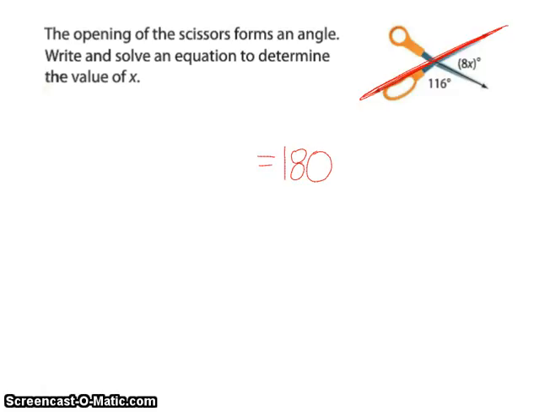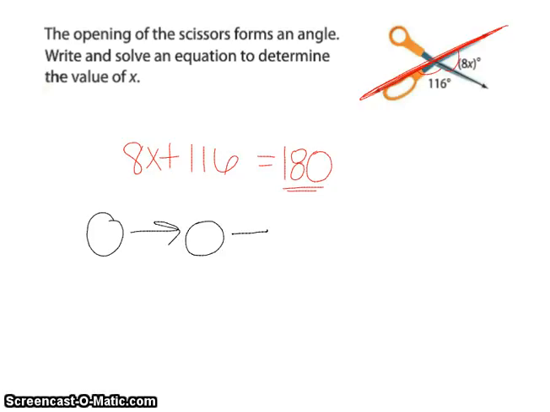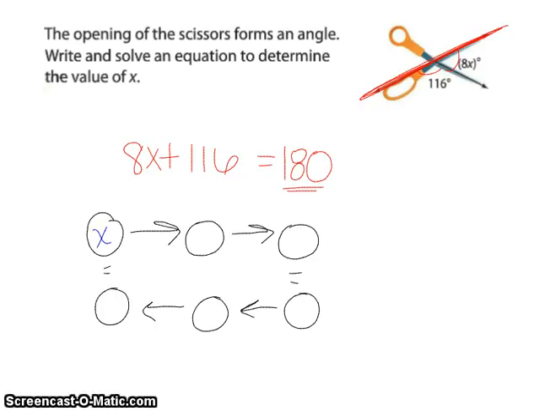Because I know that, I want to add this angle and this angle together to equal that 180. So I'm going to take that 8x and I'm going to add 116 to it, and that's all equal to that 180. So now this is just a two-step equation. So I can do my circles on here. Well, I know that my variable in this instance is an x. What I'm doing with that variable is I'm multiplying it by 8.